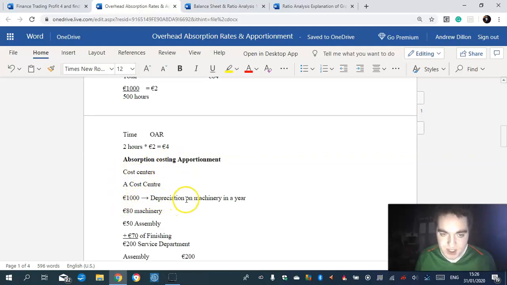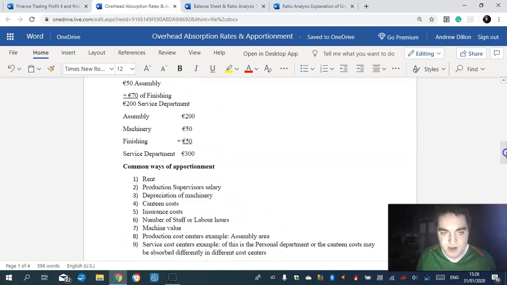€1,000 is depreciation on machinery in a year. €80 machinery, €50 assembly, plus €70 of finishing equals €200 of service department. Then I have another example here. Assembly is €200, machinery is €50, and finishing is €50. Add that up, and the service department total is €300.